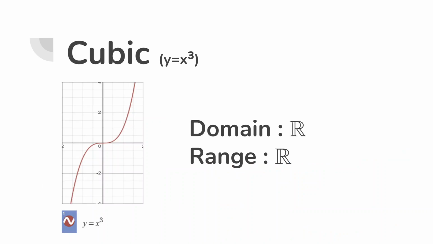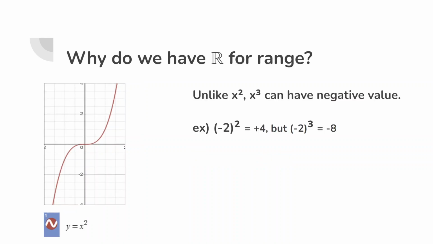Now we have the cubic function, and its parent function is y equals x cubed. Its domain and range are both all real numbers. So why do we have all real numbers for a range? Unlike x squared, x cubed can have negative values. If we plug in negative 2 for x squared, then it's going to be positive 4, not negative 4. But if we plug in negative 2 for x cubed, then it's going to be negative 8.